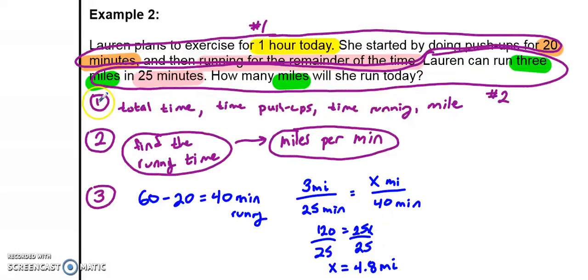Nice. Again, number 1, we found those units. Number 2, we made a plan. Number 3, we thought about what kind of information we're going to use for each step of that plan. And lastly, we did the math out and found out she ran 4.8 miles.